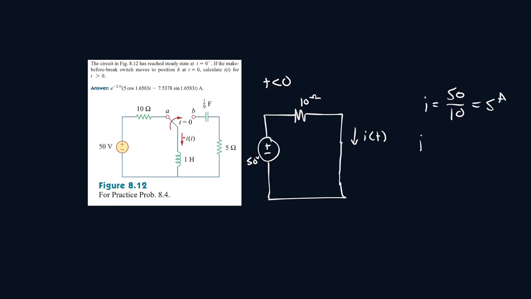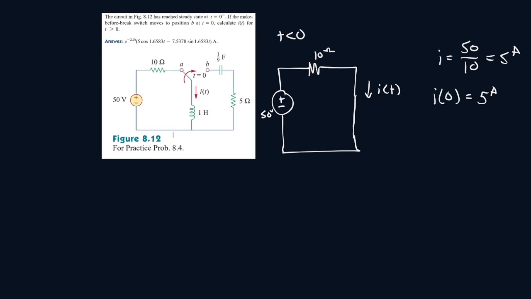And that's also going to be your value for I at 0, because obviously the current passing through an inductor can't change instantaneously. So the second we flip the switch to over here, at that instant, the current passing through here will still be 5 amps. So now let's look at the circuit when t was greater than or equal to 0.